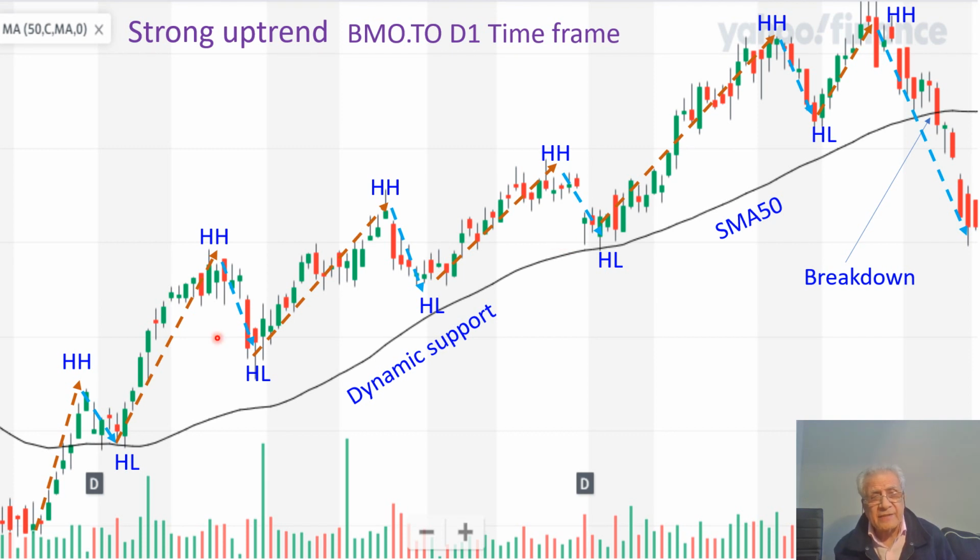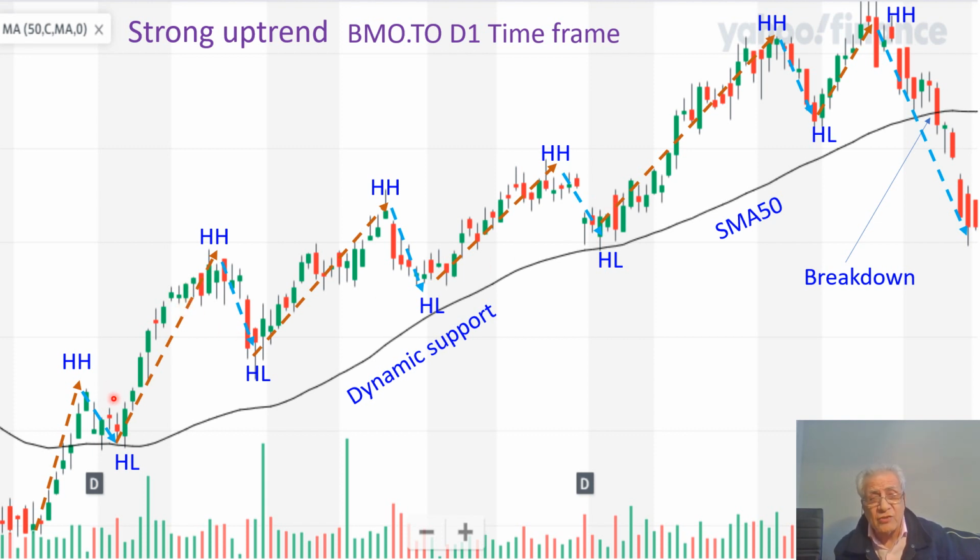Not only that, in a strong uptrend, in the long leg of the trend, the candles are big. Here, the candles are very big. If the candles are big, that is a sign the buyers are very strong. That's a sign of strength.